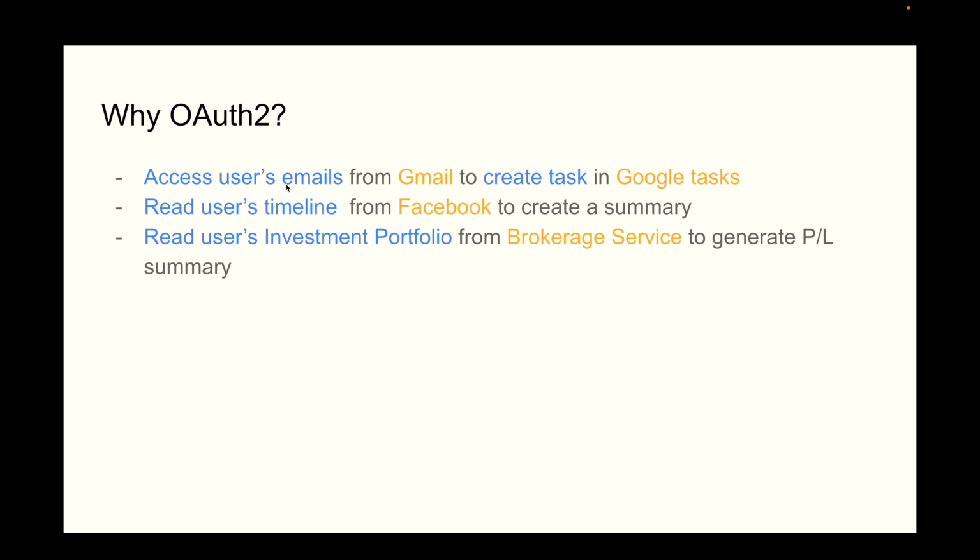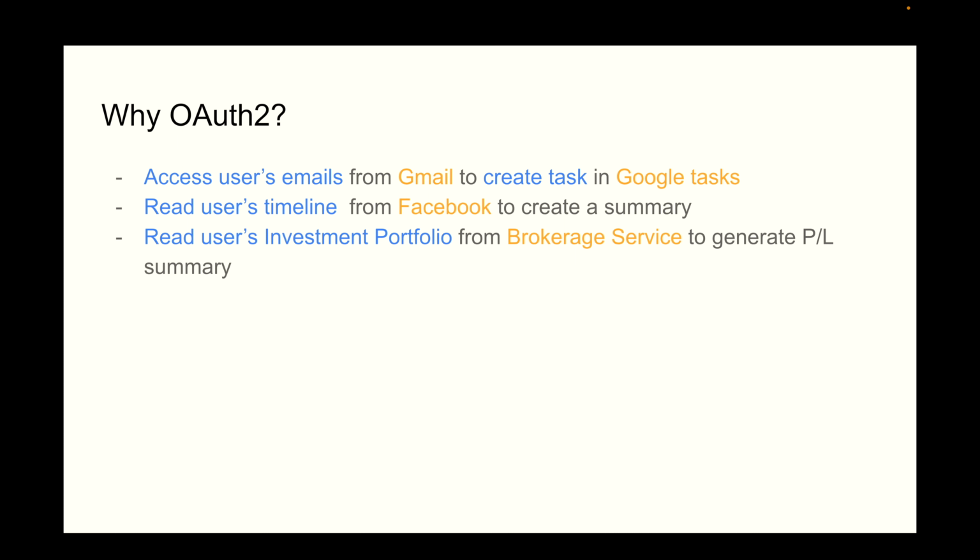Accessing users' emails is one kind of access, and creating a task is another kind of access. Whenever the user logs in with Google to our app, Google will provide us an access token which will have these two accesses: accessing the user's email and creating a task.